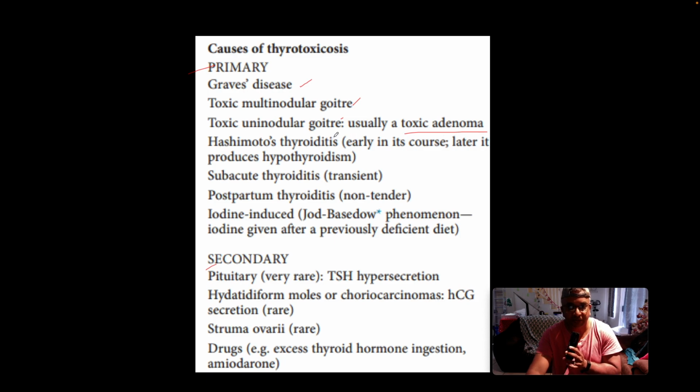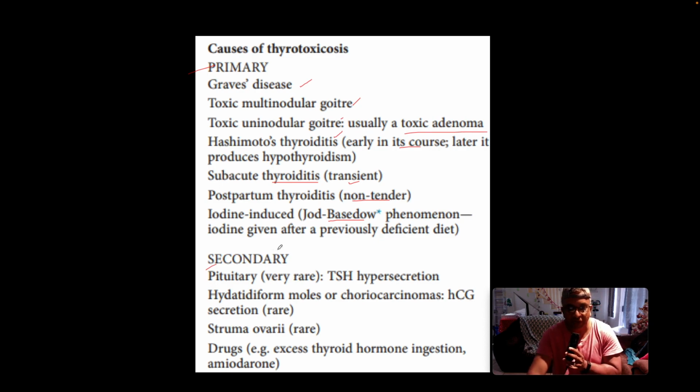Then you've got Hashimoto thyroiditis, early in its course, so-called hashitoxicosis. And subacute thyroiditis, which is transient, postpartum thyroiditis, which is transient, and we spoke about the iodine-induced Jod-Basedow phenomenon. Iodine given after a previously deficient diet, also in the context of amiodarone.